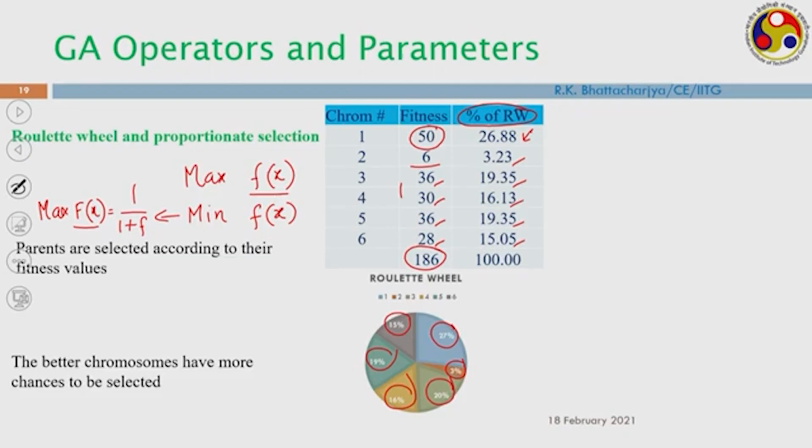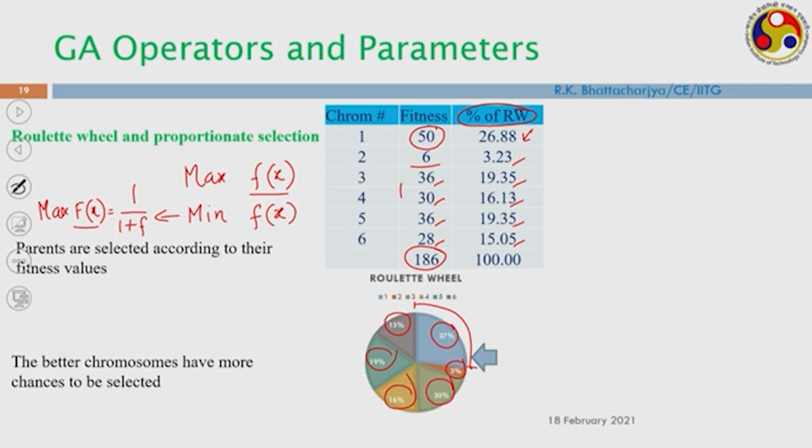So now this is the contribution of solution 1. What will happen if this portion is more? That means the probability of selection of that particular solution is more. Now, I can play this roulette wheel. I have to select 6 solutions, so I will rotate this roulette wheel, and when it stops, whatever solution is indicated by this arrow line, I will select that particular solution.